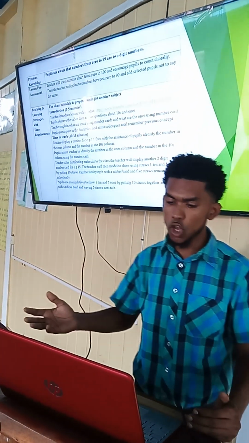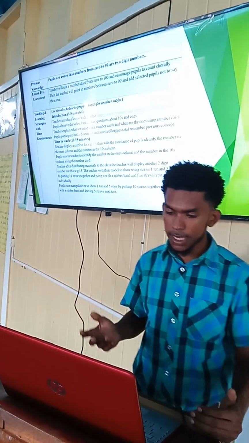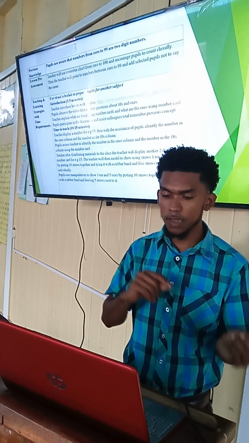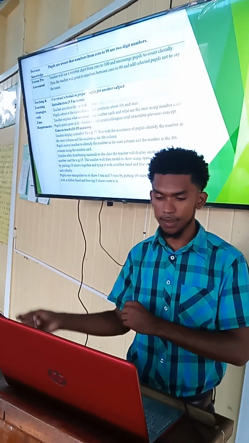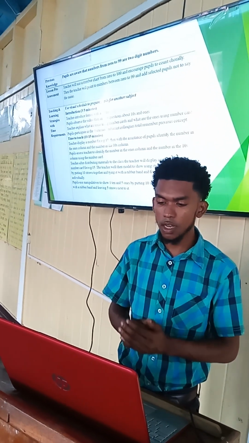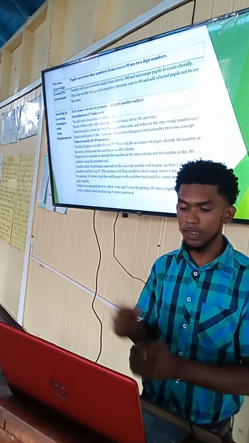I would have displayed a number, for example 13. Then, with the assistance of pupils, identify the number in the ones column and the number in the tens column. Pupils will assist the teacher to identify the number in the ones column and the number in the tens column using the number card.